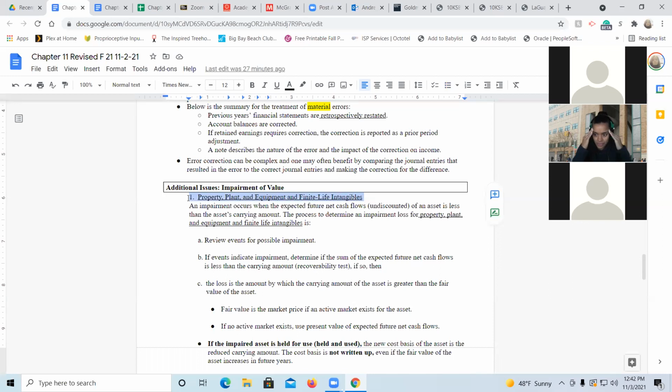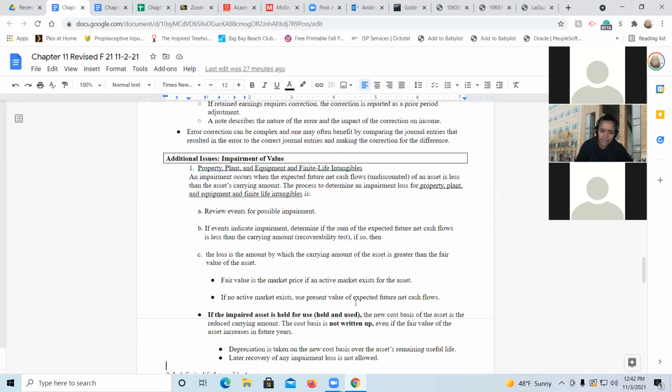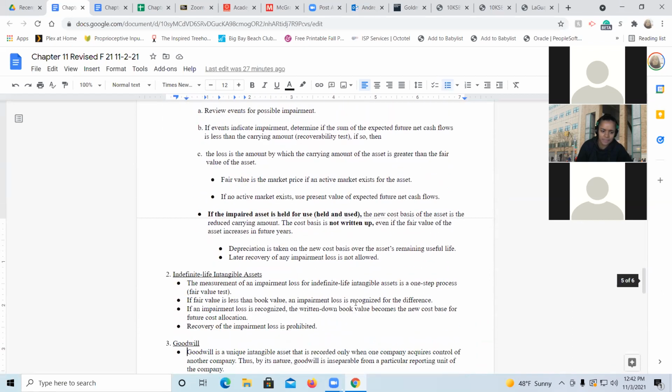You start with something called the recoverability test, where you basically say, this is the amount of cash that I'll be able to get from this asset. This is the book value. If the cash that I can get, called the undiscounted cash flows, is less than the book value, then the asset may be impaired. And then I have to do a second step to see whether the asset is actually impaired. So for the first group, PP&E, property, plant and equipment, and finite life intangibles, we follow this recoverability test, and I'll show you how to do all of this next Monday.